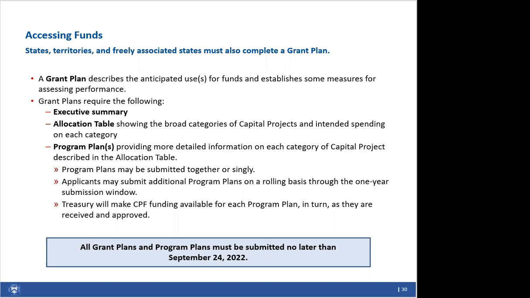Program plans may be submitted all at once or one at a time, and you can do this on a rolling basis. Treasury will review the program plans as discrete elements and will make funding available as they are received and approved. All grant plans and program plans must be submitted no later than September 24th, 2022. So you have plenty of time to do this. And Treasury may grant exceptions to that date if necessary. You can expect to hear more about the grant plan and its requirements as you work through your application.